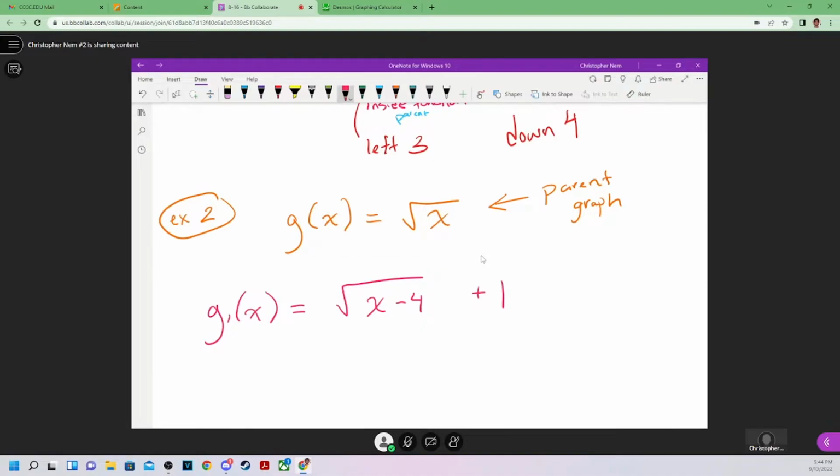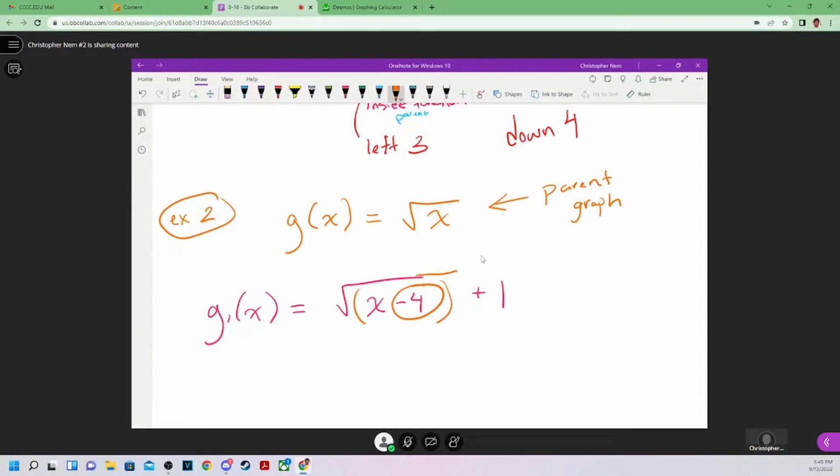All right. What transformations do we have? This is our transformed function. How is it moving from our parent graph? Well, I have this minus 4 inside the square root. The square root is our function. Remember that. It is our function. Technically speaking, you don't see it, but there's a parentheses here, all under the square root.